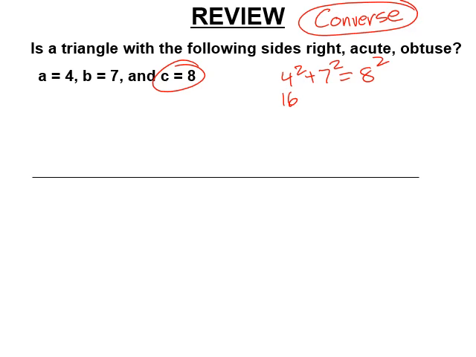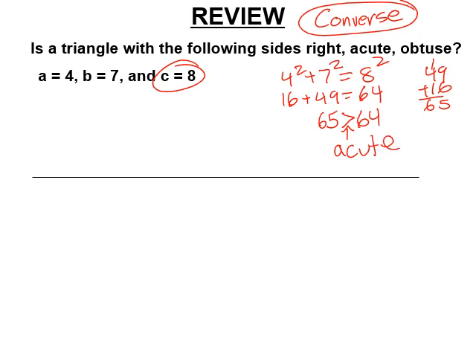4 squared is 16. 7 squared is 49. 8 squared is 64. 49 plus 16 is 65. So we have 65 is greater than 64. When you have greater than, that means it's acute. First of all, it means it can't be a right triangle, because if the math doesn't work, it can't possibly be a right triangle. And in this case, when the leg side, this is the leg side, is greater, it's acute.